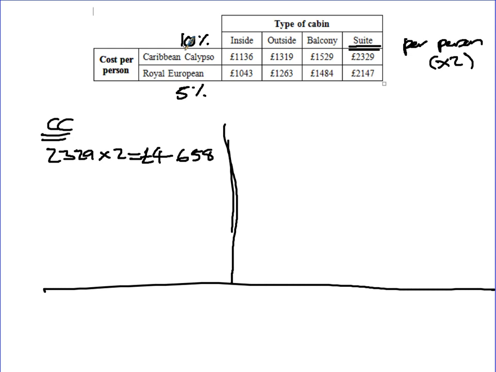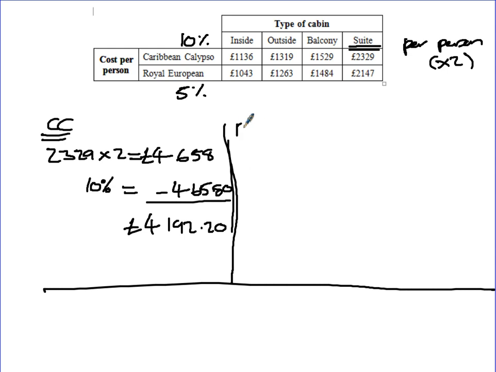And then we've got a discount here of 10%. So 10% off. Well, 10% you just divide by 10. So that'll give you £465.80. Take that away then, which will then give this answer as £4,192.20. We then got Royal European, so we'll have two of their suites.